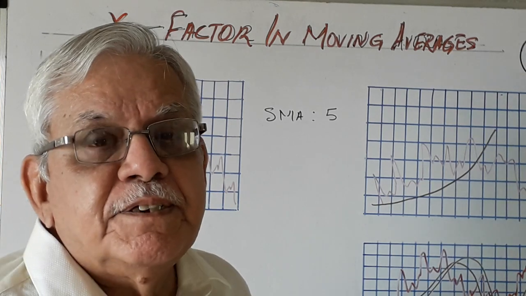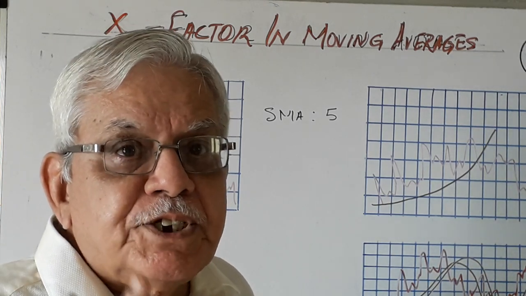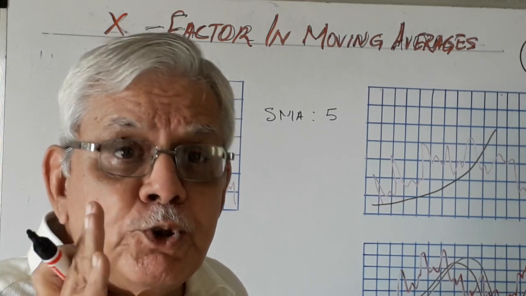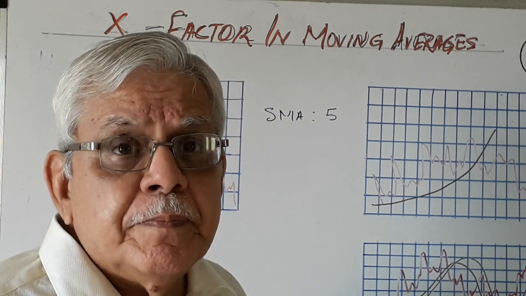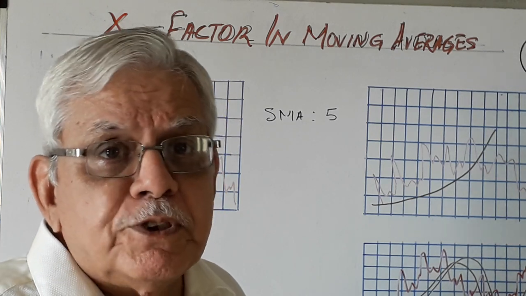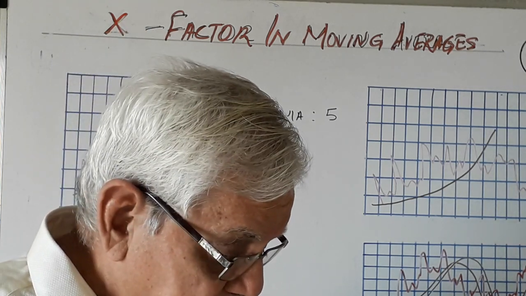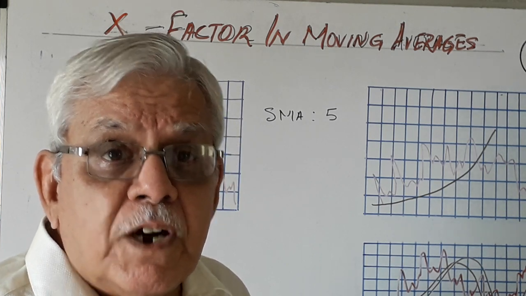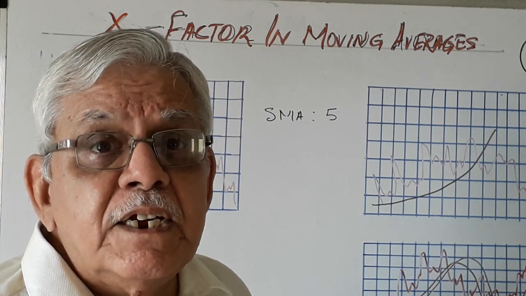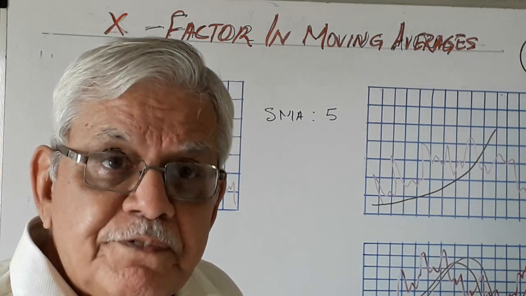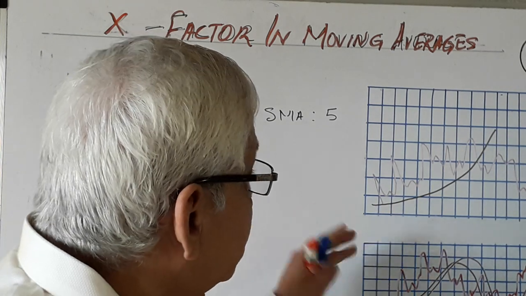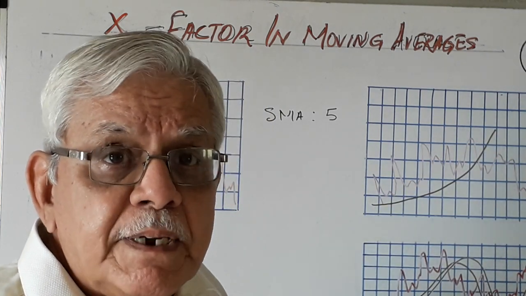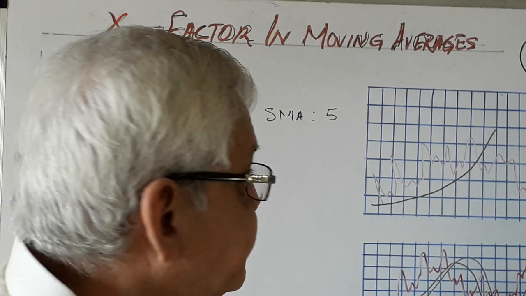Now, the condition is that the share must be strong fundamentally, number one, and it should be in the uptrend. Friends, let me tell you, it is not possible to earn money in the cash market if the share is in the downtrend and you are intending to buy. Therefore, please always ensure that the share is in the uptrend and it is fundamentally a strong share.